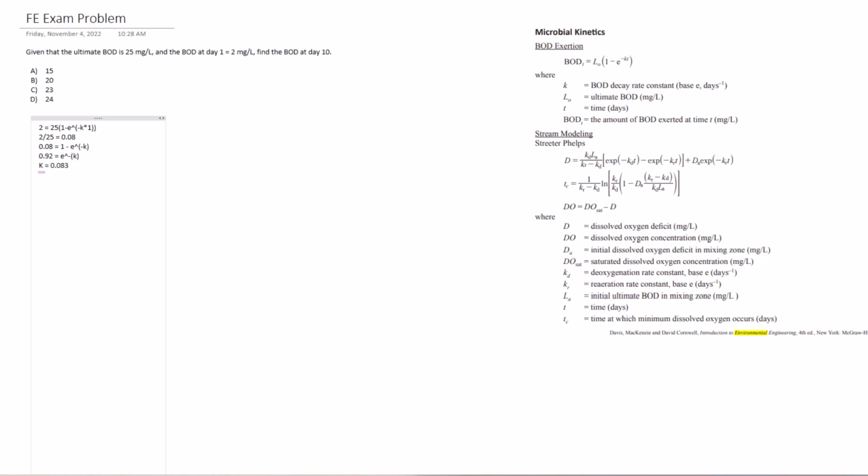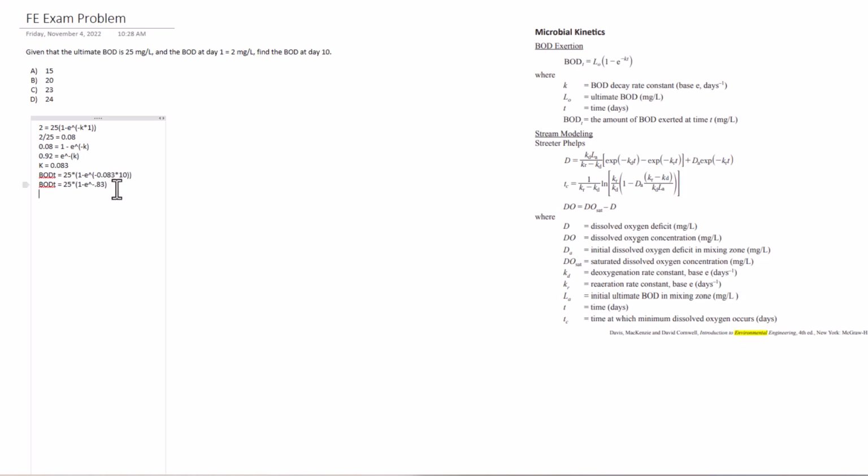So now we have our k constant. We can now find the BOD at day 10. So the BOD sub t is what we're solving for here. Same thing, the ultimate BOD has not changed. And we're going to go 1 minus e raised to the negative k, so negative 0.083. But now the time is 10 because we're trying to find BOD at day 10, that is the time interval we're looking at here. So now we have 25 times 1 minus e raised to the negative 0.83. And that is our equation right now. That's what we're going to be able to find, BOD sub t.